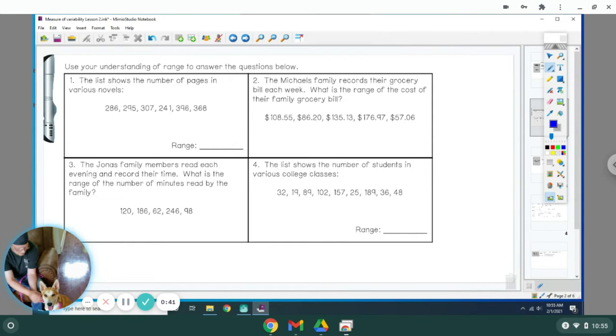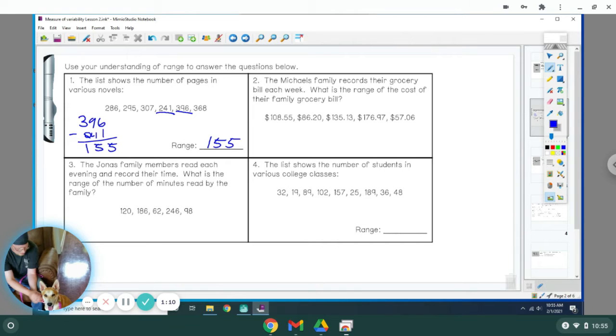So we're going to find the smallest and the largest number. 241 is the smallest number. And then I need to find the largest, which will be 396. So I'm going to subtract those: 396 minus 241. And you get 155 as your range. Meaning, between the largest and the smallest number is a 155 difference.